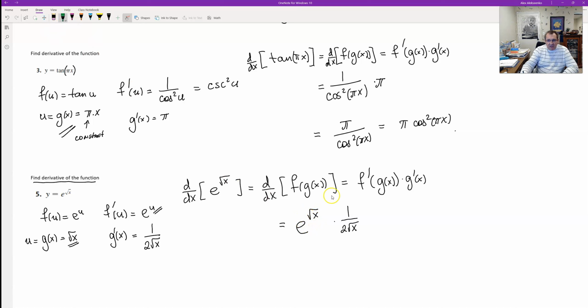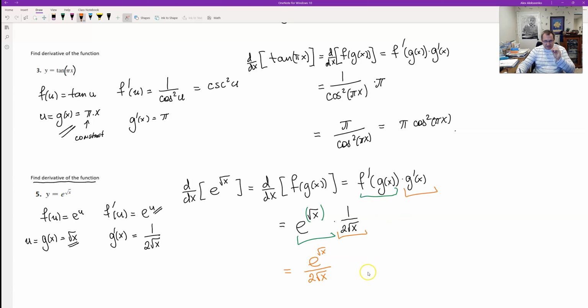As you can see, it's a substitution. Instead of the variable, we plug in g of x. Notice that this is the first term. That's the second term. Very well. So we can simplify it just a little bit. I'm not sure if there is any simplification, but we can write it as a fraction. e raised to square root x divided by 2 square root x. Perhaps it looks a little bit better than the original formula.